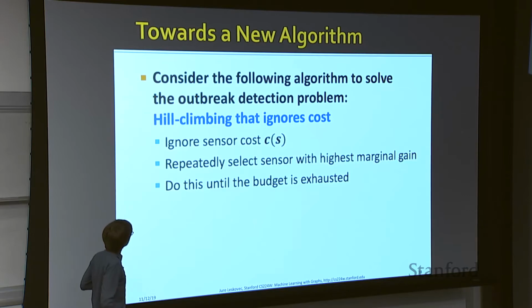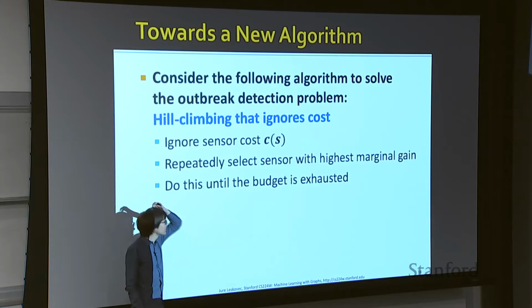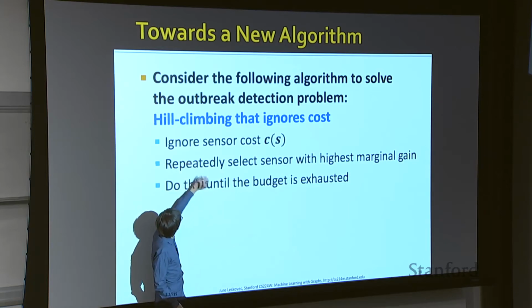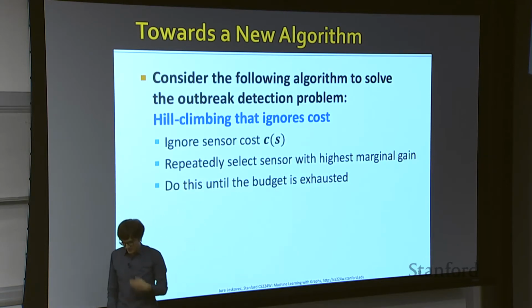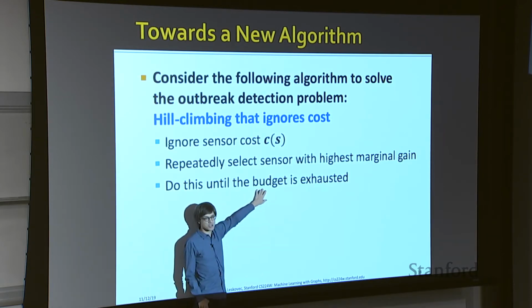A heuristic that you could try out would be the following. You'd say, let's just ignore the cost. Let's repeatedly select sensors that give us the best marginal gain, and let's keep doing this until the budget is exhausted, right?